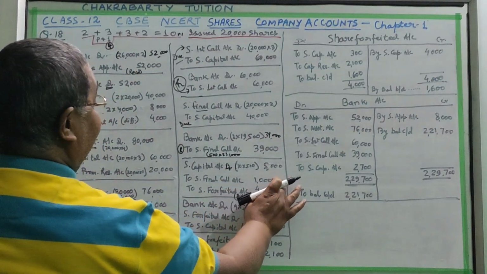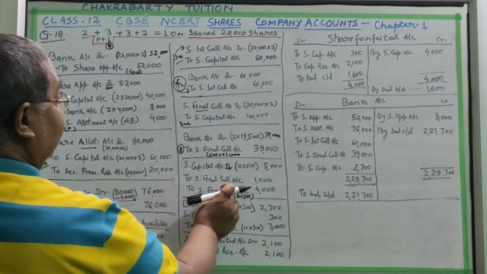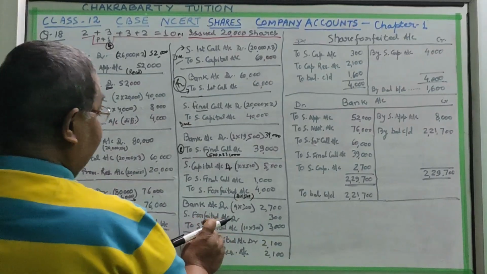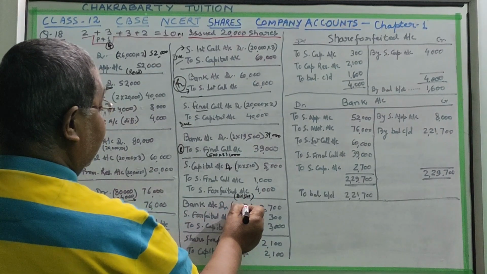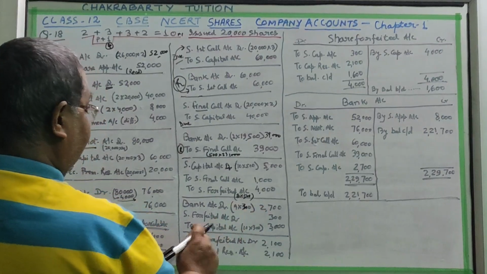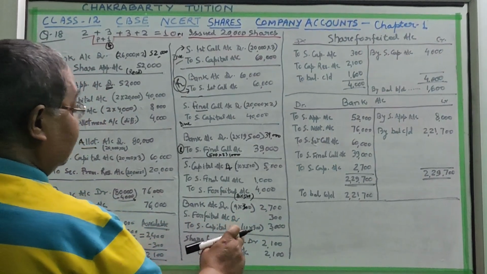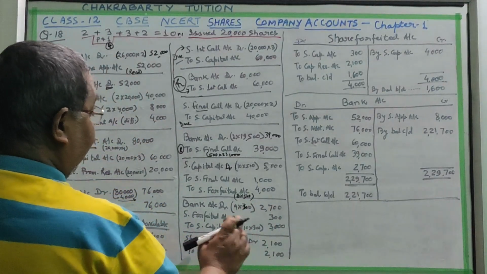Now these shares are forfeited. We will write here 500 shares were forfeited. It will be the narration. Now here they have reissued out of this 500. They have issued 300 shares. So we will write 300 shares were reissued as fully paid up.